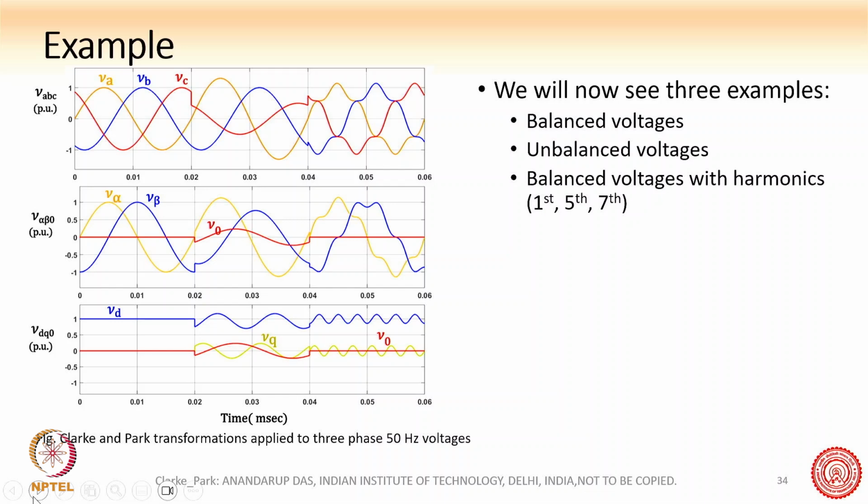Okay, so we are going to take a few examples and we will see how this is going to happen, right? So we will take 3 examples. This example has 3 parts. This is part 1 here, this is part 2, and this is part 3, and we will apply the ABC to alpha beta to DQ transformation and see how these variables change.